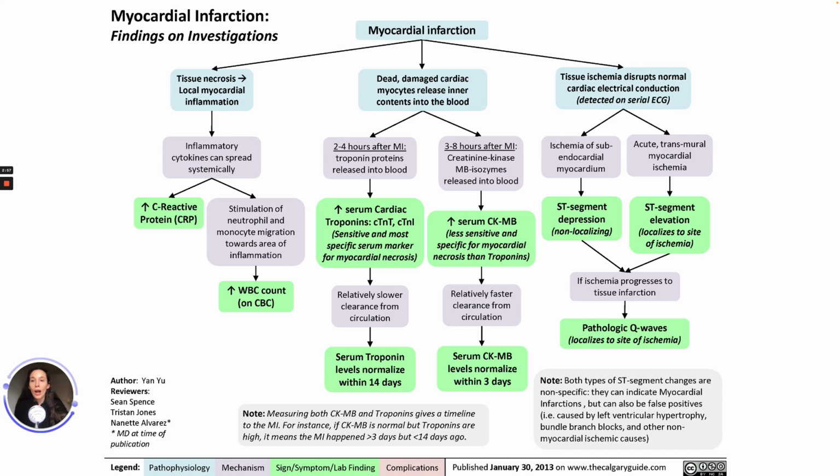So 2 to 4 hours after an MI, you're going to see troponin proteins released into the blood, and that's why usually if people think somebody has an MI, they check troponin levels. You'll see an increase of cardiac troponins, and this is a sensitive and the most specific serum marker for myocardial necrosis, and this will lead to relatively slower clearance from circulation, and serum troponin levels usually will normalize after 14 days.